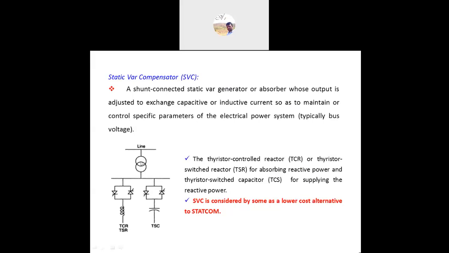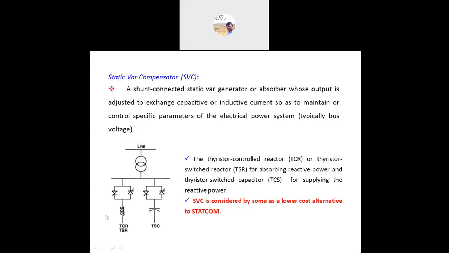Okay, so here we talk about the static VAR compensator, or static VAR generator. All are connected to this. Here all of these are thyristors, so they will inject power or absorb it, and the output is adjusted. Here we have the transmission line, and this is the graph. A symbol is used for the transformer; the transformer symbol is indicated in the single line diagram of the transmission line, and we are going to inject into that.